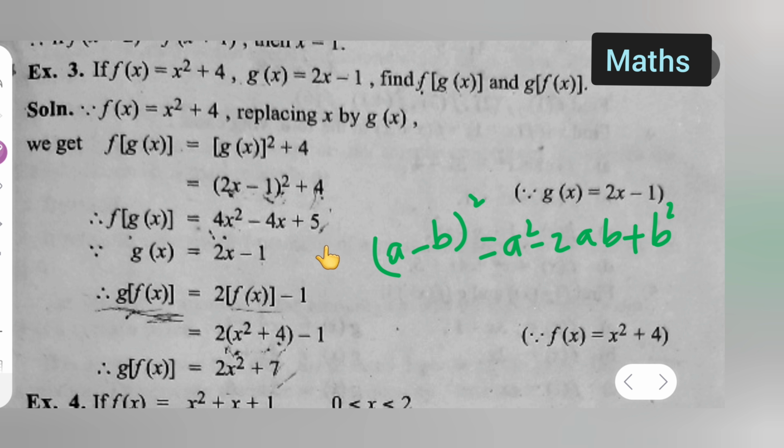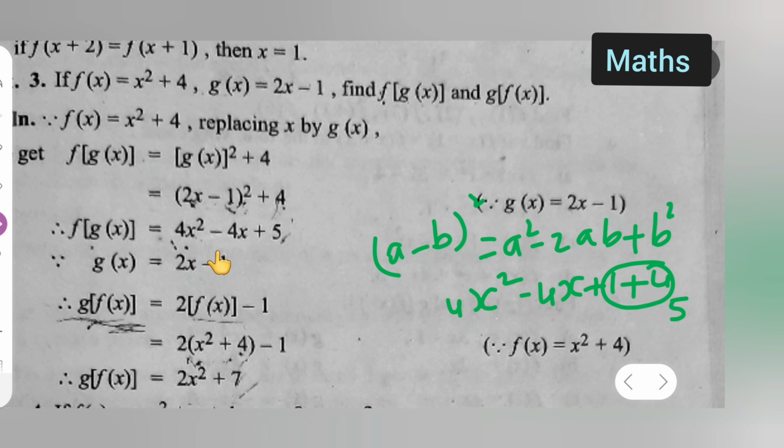So it will be like this: 4x square minus 4x plus 1 plus 4 is there, right? So this term will become 5 later on. If you add that 4 and 1, you directly get 5. They have directly written the answer, and I have shown you this step.